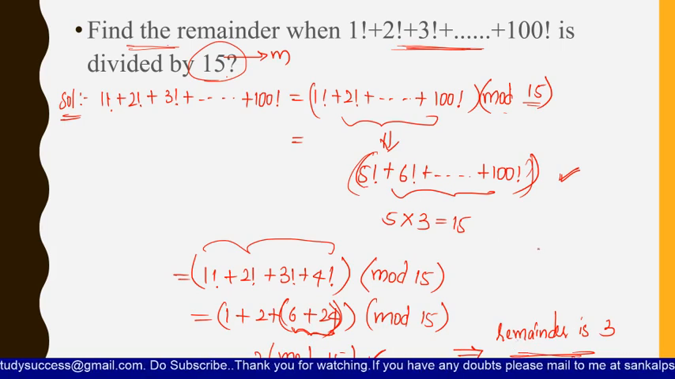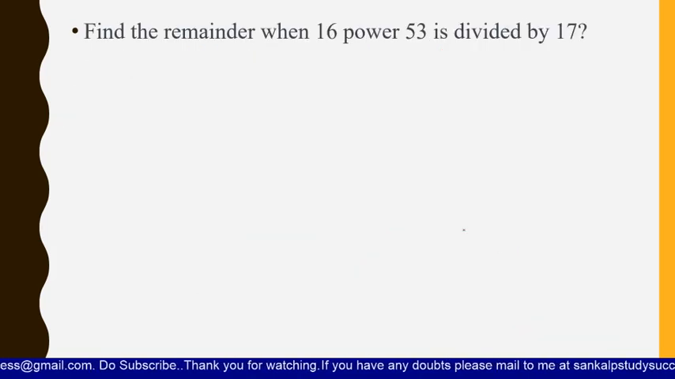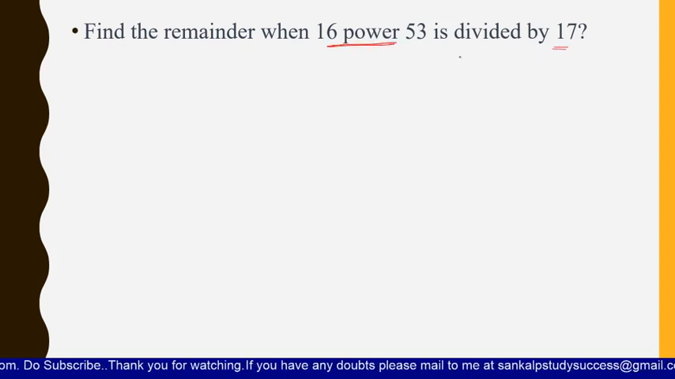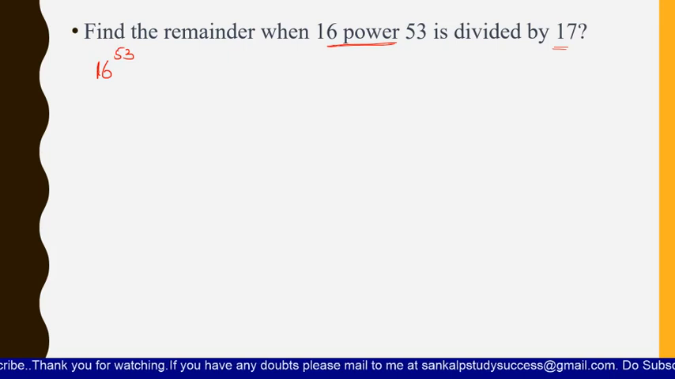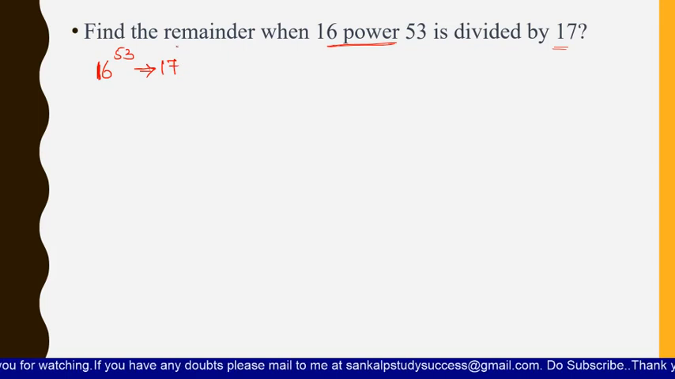So now let us go to the second question, which is: find the remainder when 16 power 53 is divided by 17, which is nothing but 16 to the power of 53. If this number is divided by 17, what is the remainder? That is the question. So now what to do here?